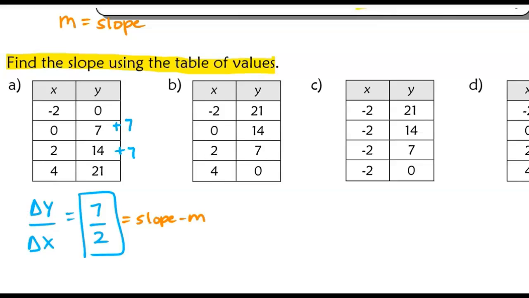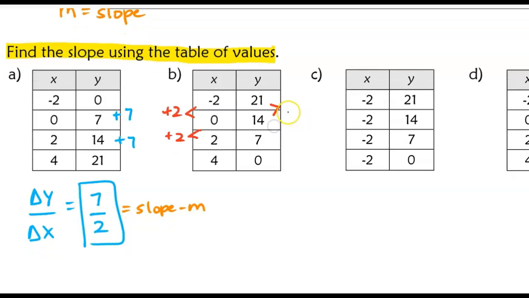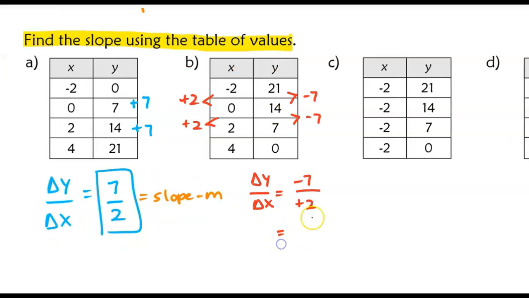Next example here. If I look at the x values, these are all increasing by 2, right? We go up by 2. Where the y values, this time we're going down by 7. So if we find this rate of change here, this is going to be change in y over change in x. So the slope, which is the same as the rate of change, is going to be negative 7 over the change in x here, which is positive 2. So overall, that's negative 7/2.